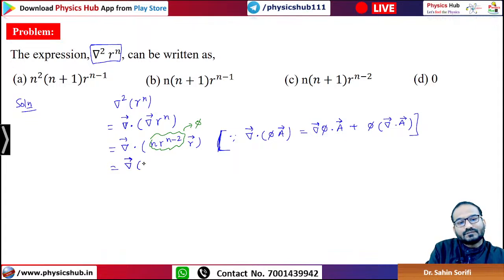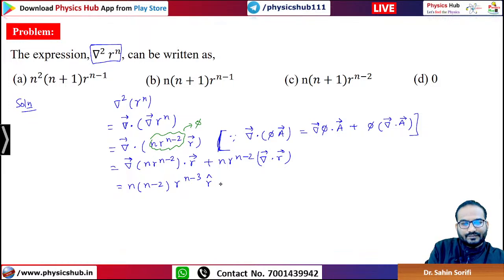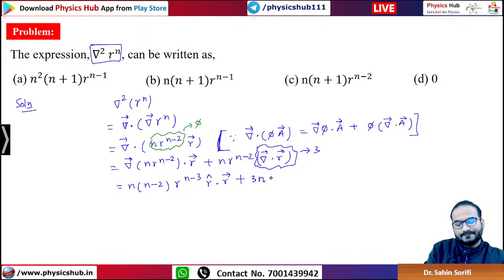so gradient of n r to the power n minus 2 dot r, plus phi into divergence of a, that is n r to the power n minus 2 times divergence of r. Now the gradient means basically derivative with respect to r. So n into (n minus 2) r to the power n minus 3 r cap dot r plus... the gradient gives you a vector, so r cap is the direction of the gradient of this scalar function. And you see, we have already calculated the divergence of r. It has a value 3, so this becomes 3n r to the power n minus 2.